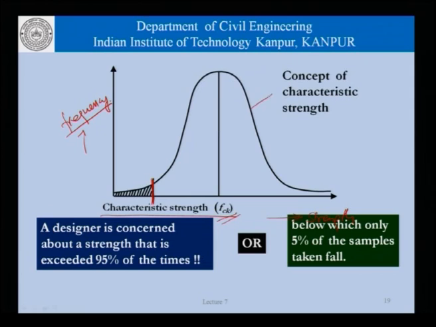If this is the variation that we get, then fundamentals of statistics will tell you that the number of specimens to the left of the mean, that is the number of specimens which are falling below the mean, and the number of specimens falling to the right of this mean, that is those specimens which show a strength which is higher than the mean, that will be the same. That is, 50% of the specimens are more than the mean, 50% are less than the mean. These are the properties of the normal distribution itself.